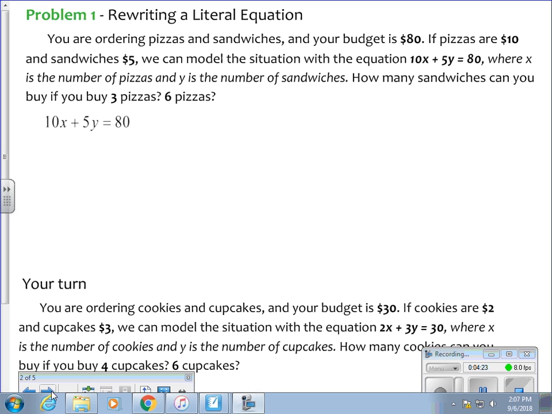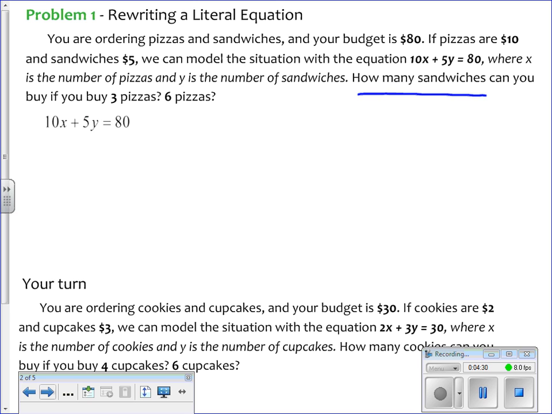So here's what I want to do. I want to solve for y, because it's asking me how many sandwiches, and my sandwiches are y. So I want to solve that equation for y. I want to get y by itself. Here's what you do. Same steps you would normally do. First step, subtract 10x from both sides.